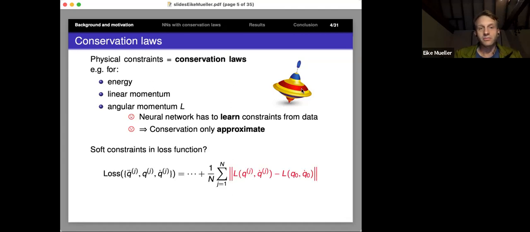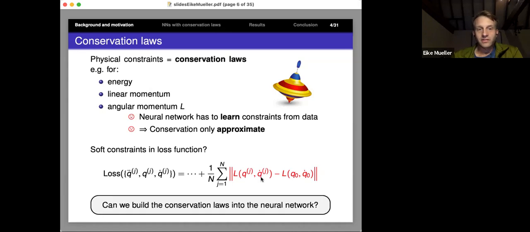You can try to improve this. You can, for example, try to build some soft constraints into the loss functions. You can penalize any deviation of the angular momentum at a later time from the initial angular momentum. That's what I tried to write down here. There are different ways of doing this, but even if you do this, the conservation is still only approximate.